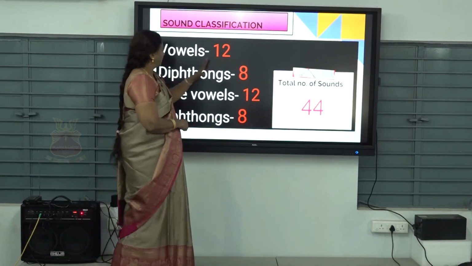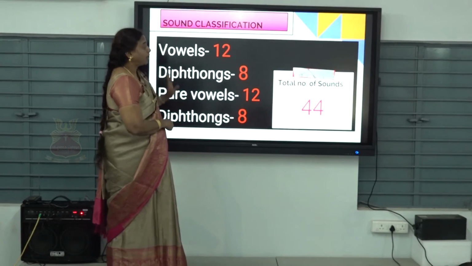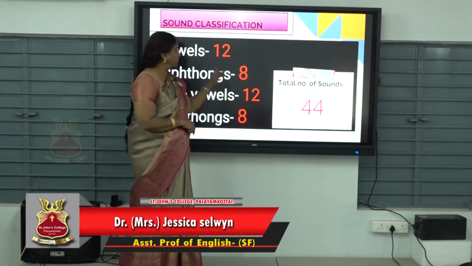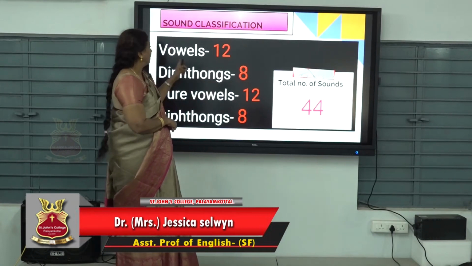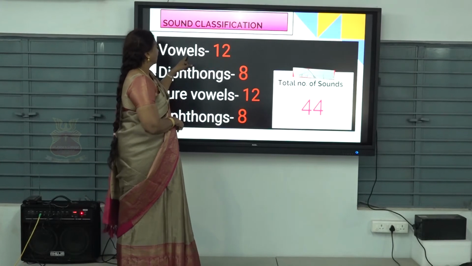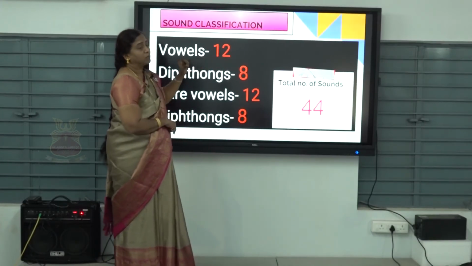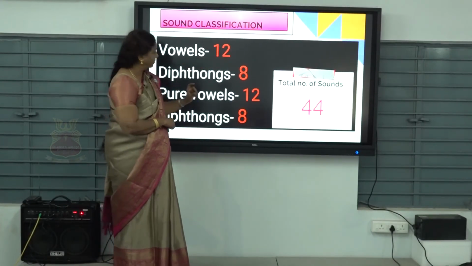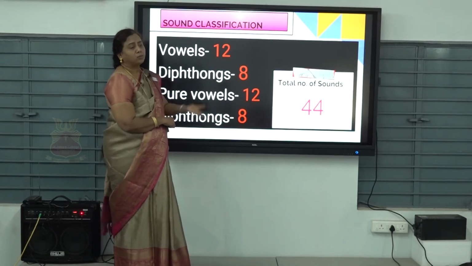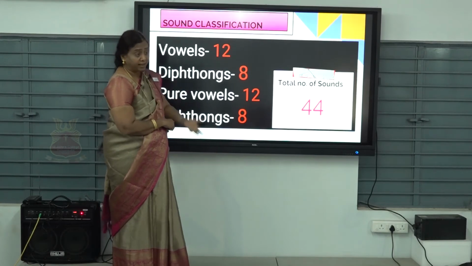So we have actually 44 sounds in English, of which 20 are vowel sounds. And within those 20 vowel sounds, 12 are monophthongs or pure vowels, and 8 are diphthongs. Another word for diphthongs is vowel glides.